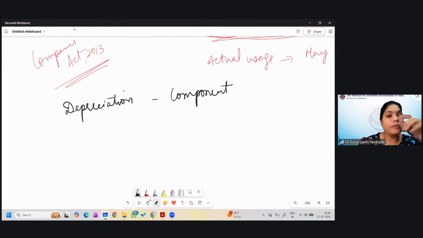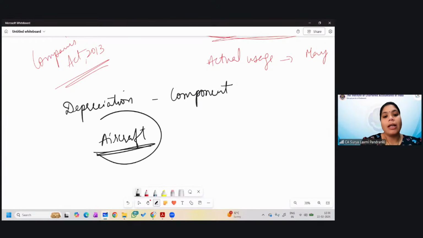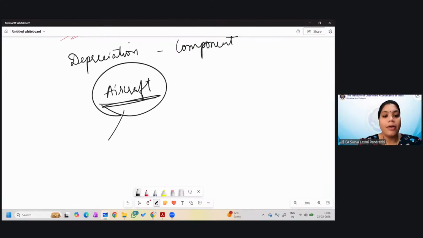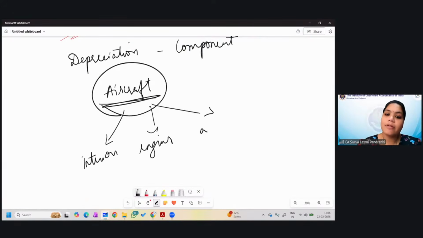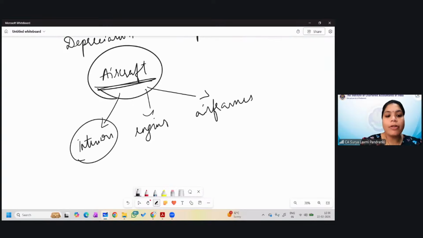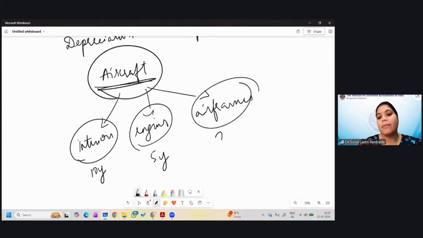मतलब suppose you have an aircraft. This is the best example for component wise providing. Now aircraft will have very major components involved in it. Okay, it will have these interiors, correct? It will have these engines, then it will have the airframes, and so many other things which are like major parts. Now what happens is these interiors will have a useful life of 10 years. These will have some 5 years, or these will have some 8 years.